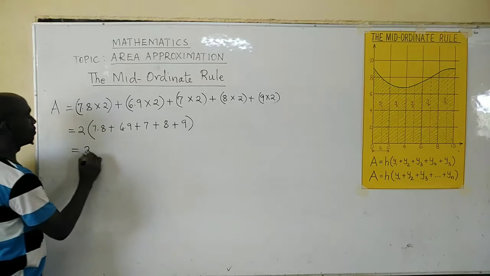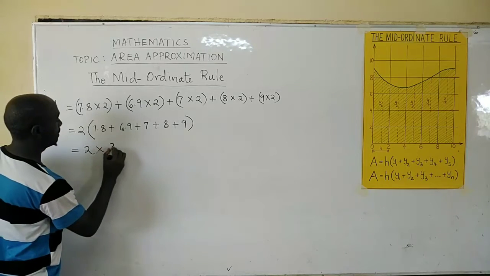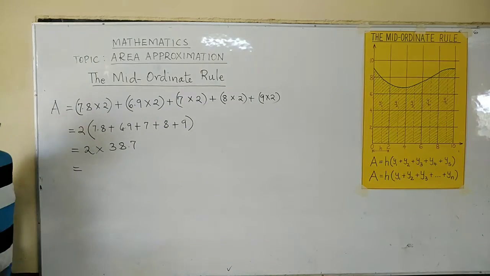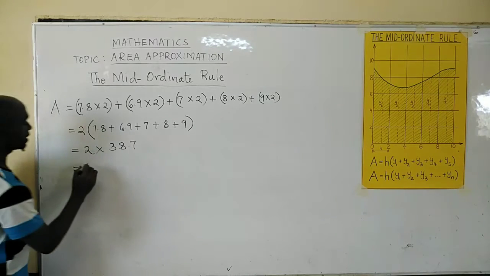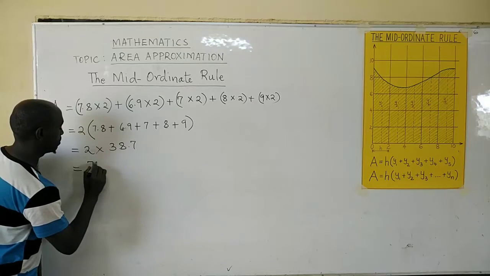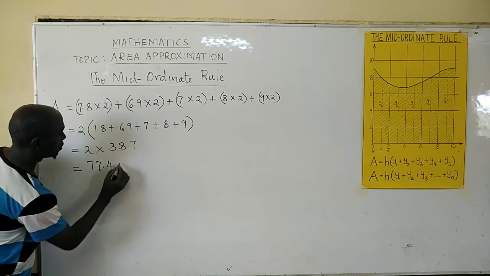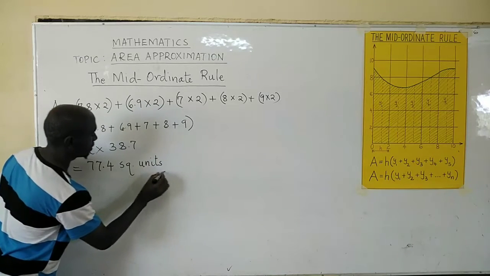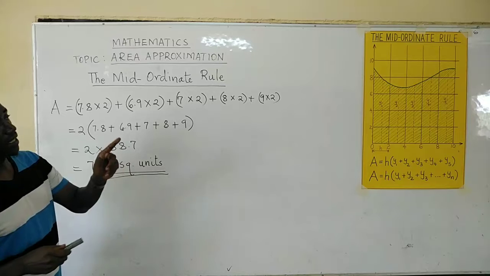So that is 2 multiplied by, if you add all that, you will get 38.7, which is the same as, if you multiply that 38.7 by 2, you will get 77.4 square units. That is the answer. That is the area of that shape.